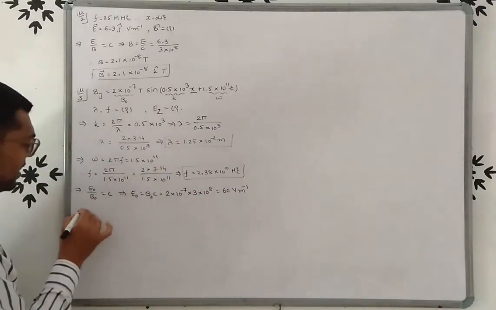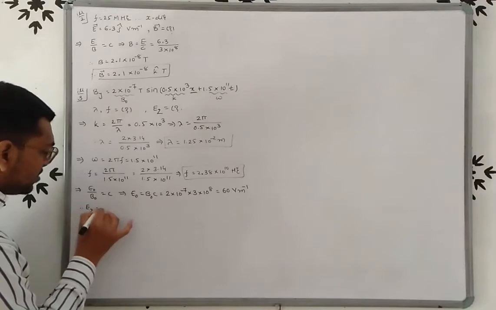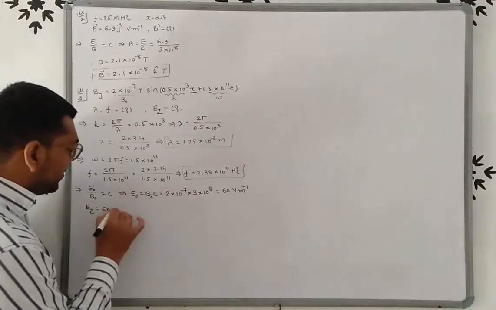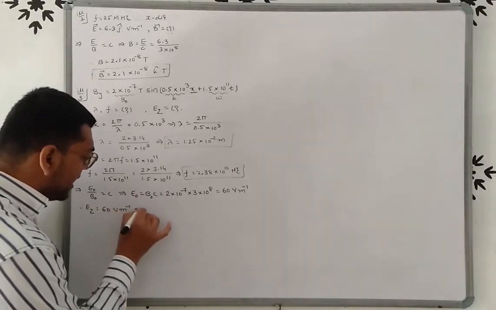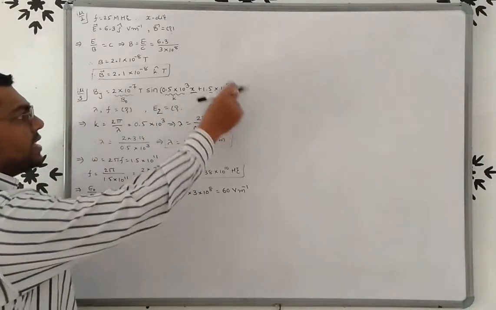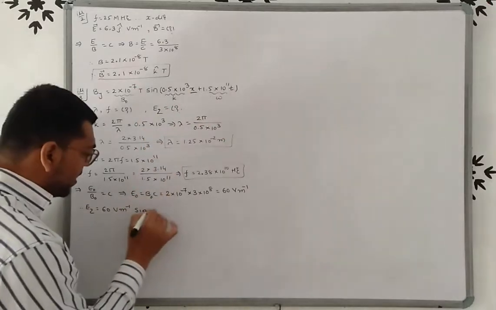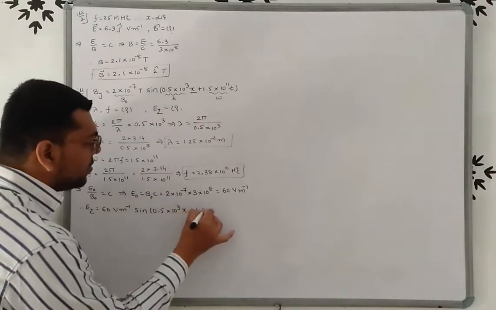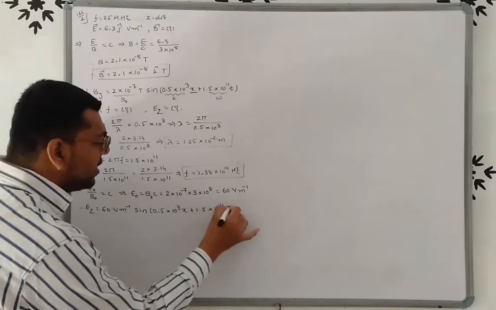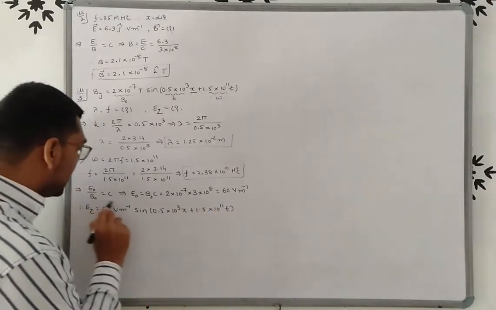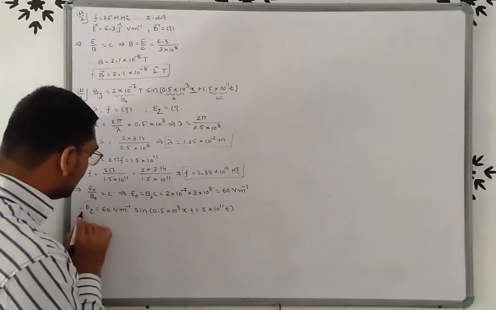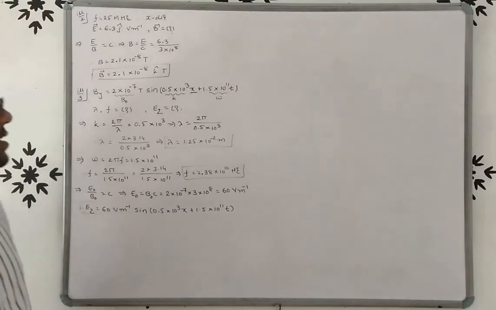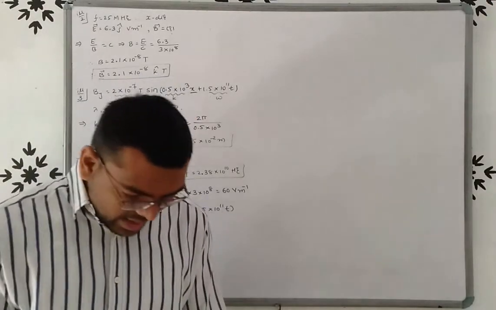So we can write the equation of Ez, that is equal to E0, 60 volt per meter, sin kx plus omega t, as it is like this. So sin of 0.5 into 10 raised to 3 x plus 1.5 into 10 raised to 11 t, right? So this kx plus omega t stays as it is. So this is the equation of the electric field, that is Ez, right?